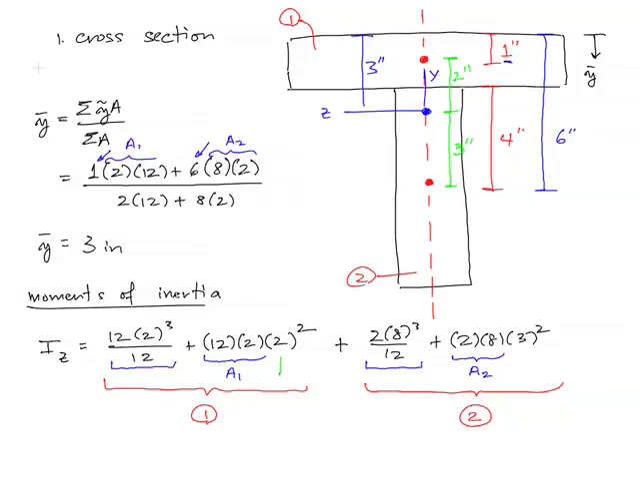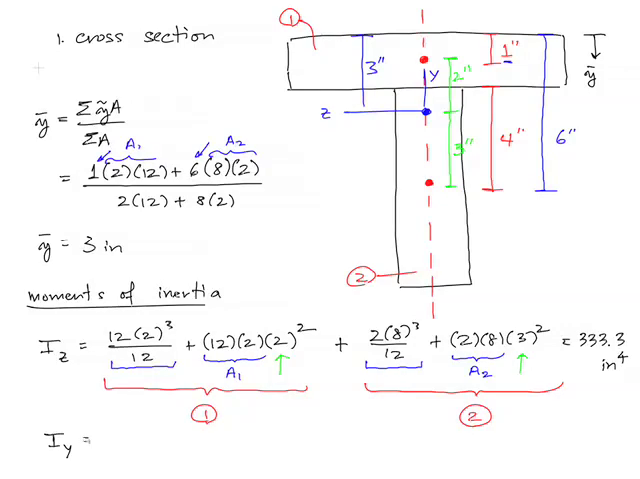Okay, so that's where that 2 comes from and that 3 comes from. The answer to this turns out to be 333.3 inches to the 4th. Okay, that's IZ. Now IY is going to be a little bit easier to calculate.